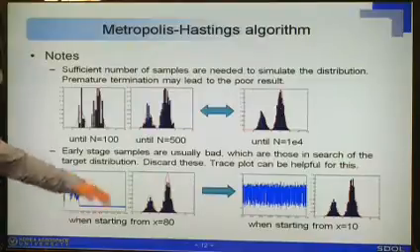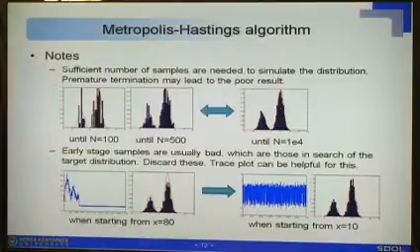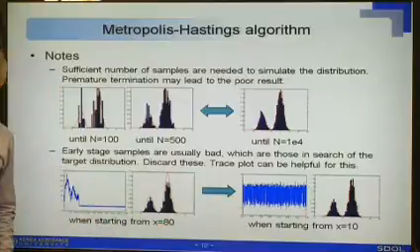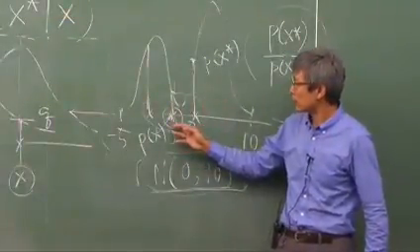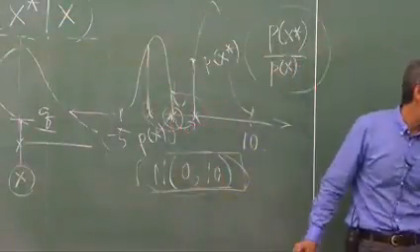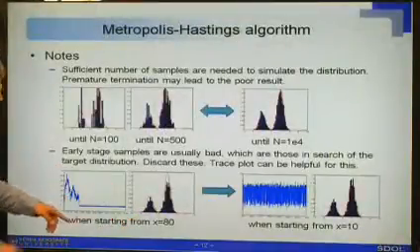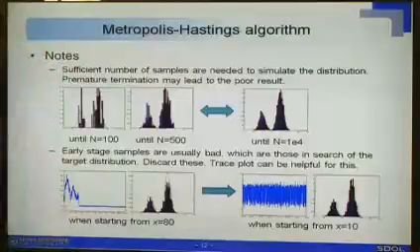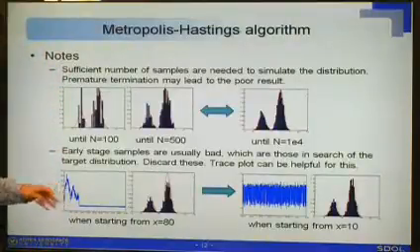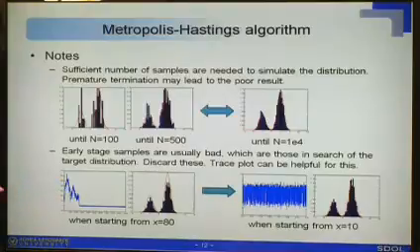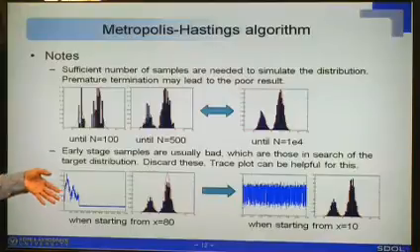This is the result when I started from 80 instead of 0. The previous result that I showed was starting from 0, and in this case, I started from 80. So very far from this region. And the process tries to find out where is my range, where is my effective range. The early stage is the result of that.